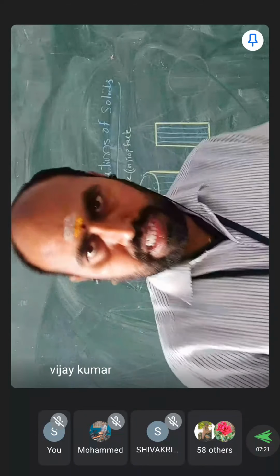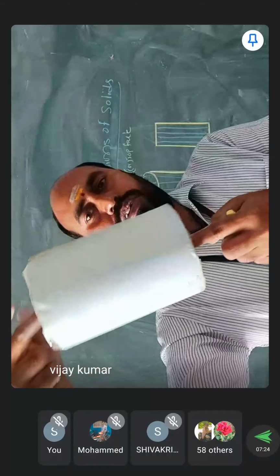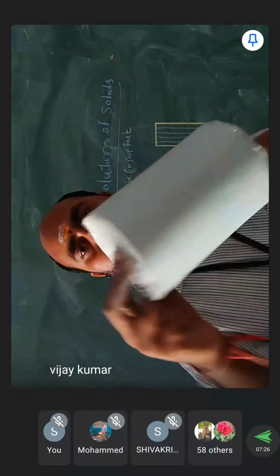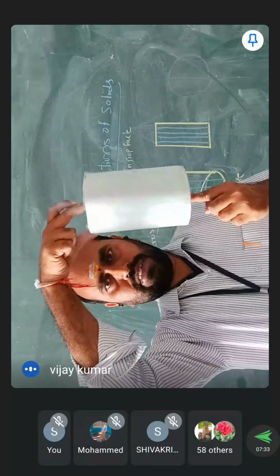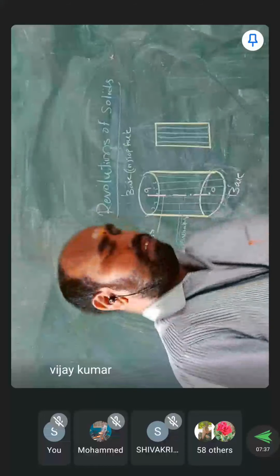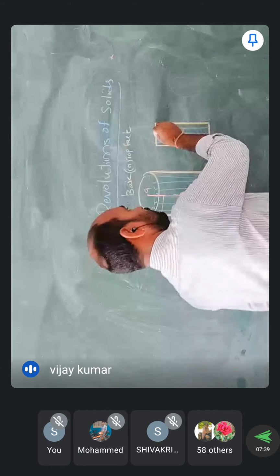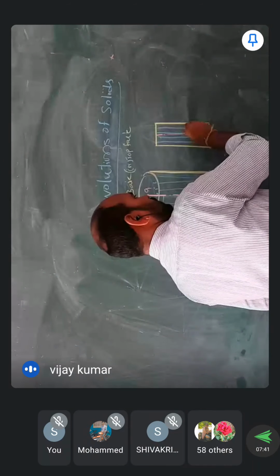From here to here. This is the center point and again this is a center point. The center points are joined as an axis like this. The circle is rotating about the axis. So axis is nothing but the height. For example, here to here it is an axis, O1 O.